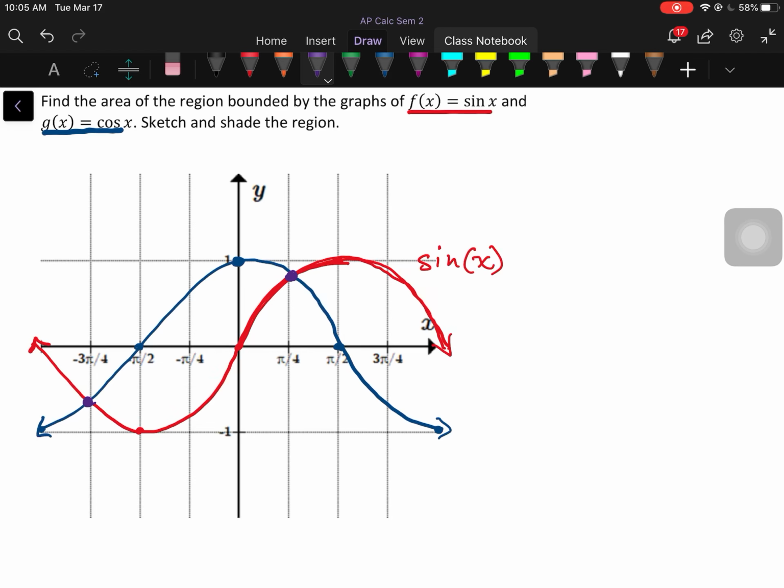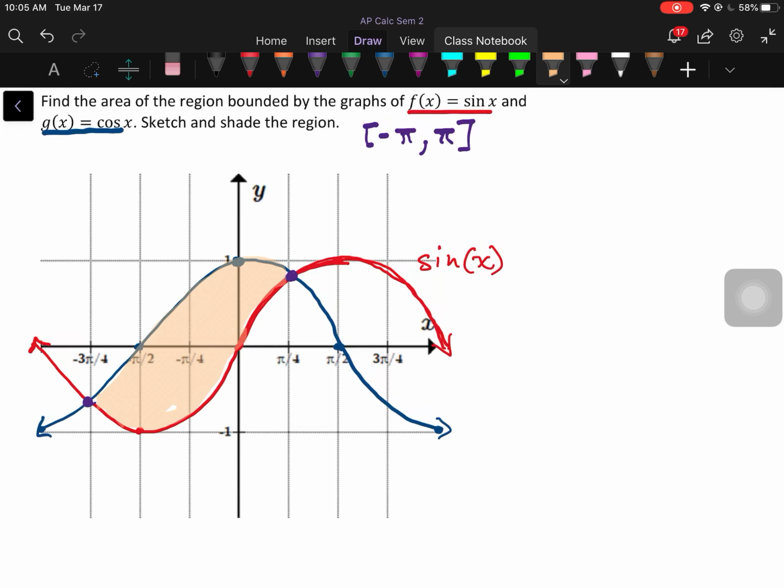And typically, they'll tell you on the closed interval, let's say from negative pi to positive pi. And I must have forgotten to type that in here. But of course, you should always have a domain restriction with these trig functions. Otherwise, since they're periodic in nature, they'd go on forever, and you'd have tons of regions to find the areas for. So in this case, we're going to find the area of this region right here.